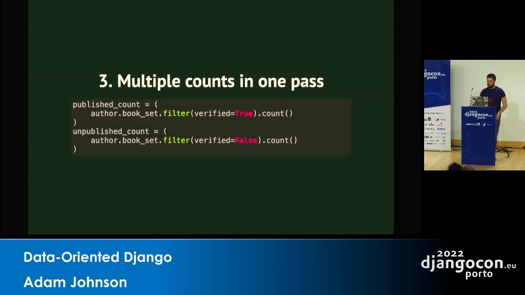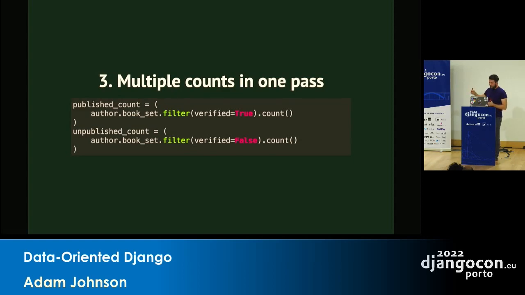All right. Now on to the third, slightly more advanced technique. We can do multiple counts in a single pass. Have you ever written code, maybe for a dashboard like this, where you want to show, say, the count of verified books for an author? I called it published in a variable. And the unverified count as well. So maybe 2 big numbers on the dashboard.